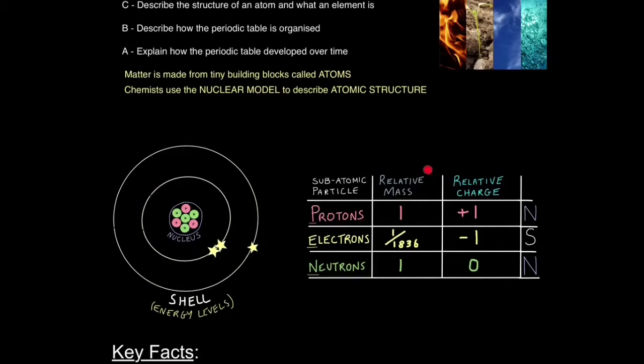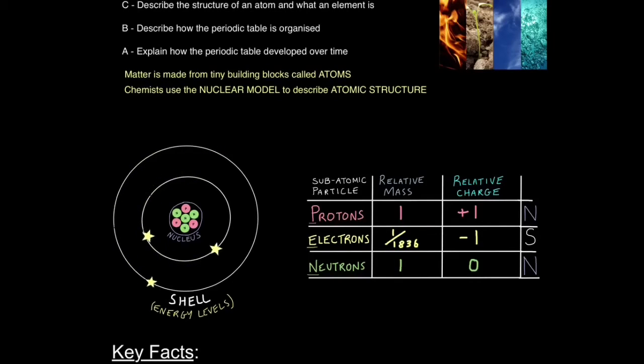So first let's look at the relative mass of each particle. Protons have a relative mass of 1, as do neutrons. What this means, relative mass, is that the mass of a proton is equal to the mass of a neutron. Relatively, they are the same. However, relatively, electrons have a much lower mass. In fact, you can see that's 1,836 times lighter than protons and neutrons. In some exams, this may be rounded up to 2,000 times lighter.